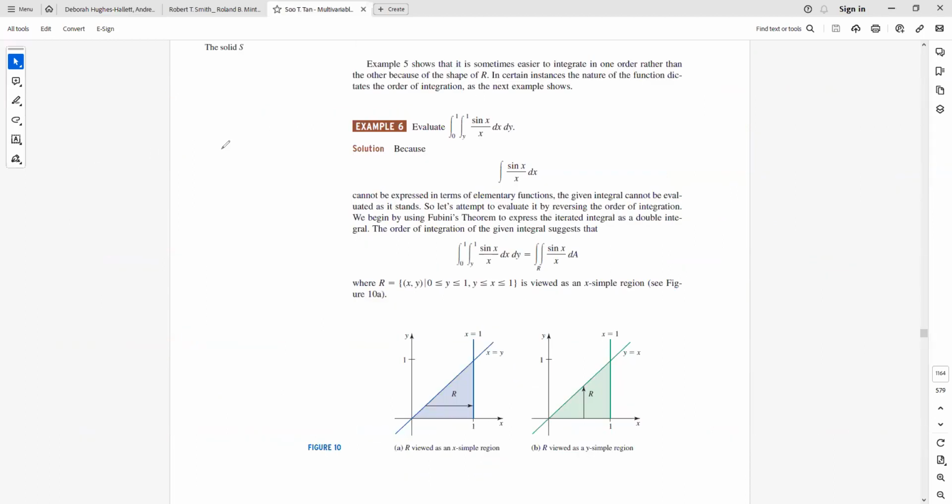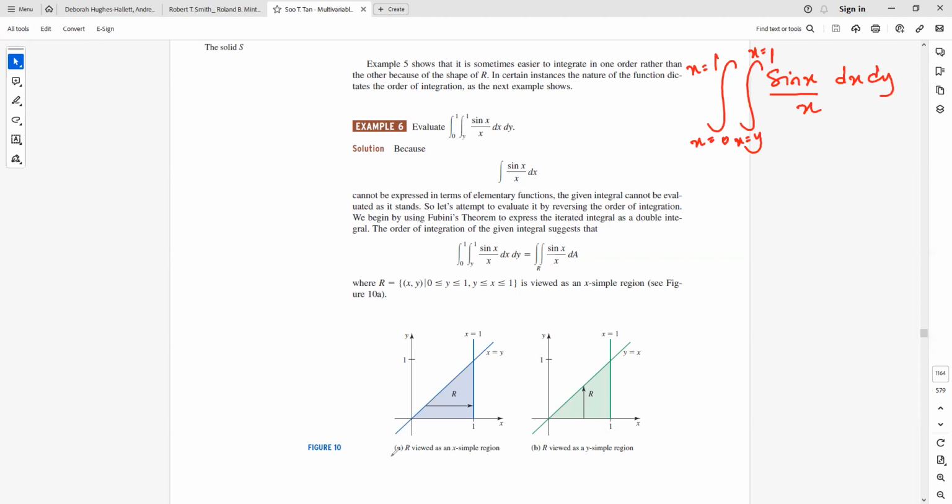Now we have one more problem, that is this one, sine x over x dx dy. Again, we know that the integral is not feasible to solve with respect to x first, so we can just switch the order by using the region that is given. So the limits are from x equals y to x equals 1, and from y equals 0 to y equals 1.